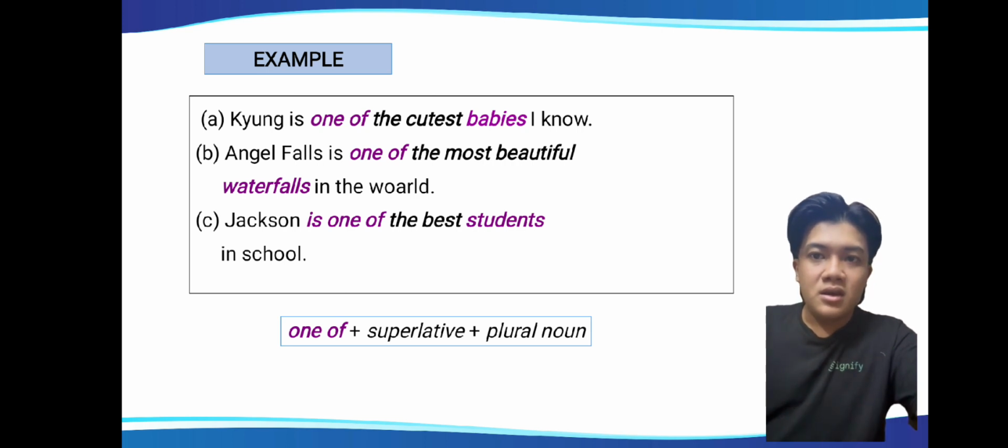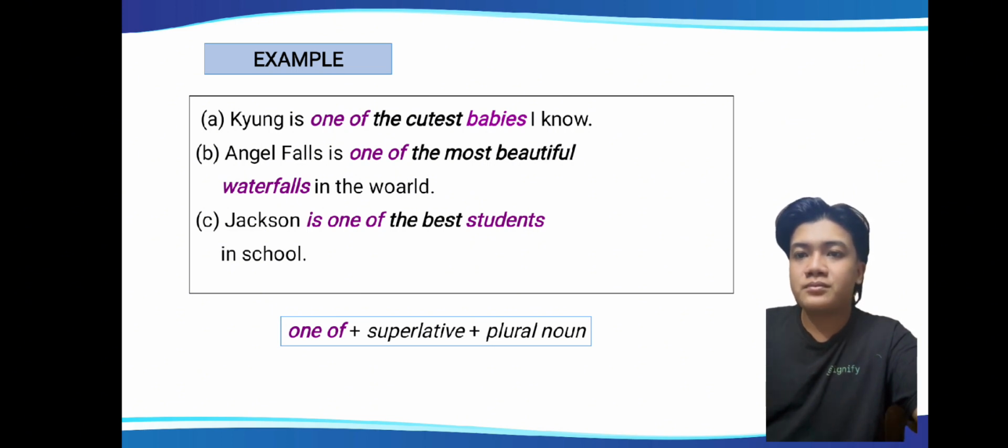Example: A. Ekyung is one of the cutest babies I know. B. Angel Falls is one of the most beautiful waterfalls in the world. C. Jackson is one of the best students in school. One of plus superlative plus plural noun.